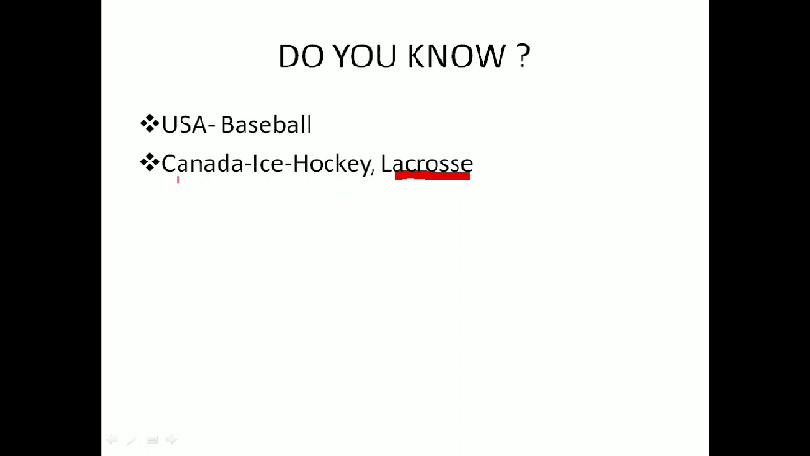But that's why I'm clarifying here that Canada is well known for ice hockey, but that is the winter season. In the summer season they play another sport, that is lacrosse. But ice hockey, the world knows Canada for one game, and that is complete monopoly over ice hockey by Canada.